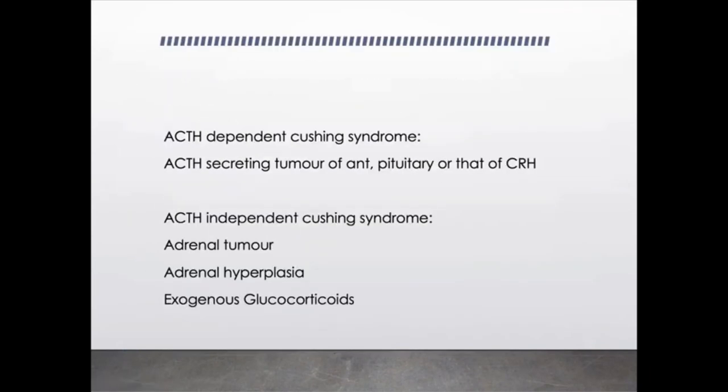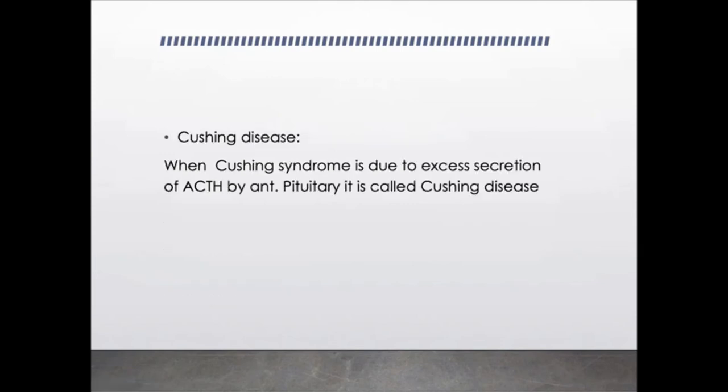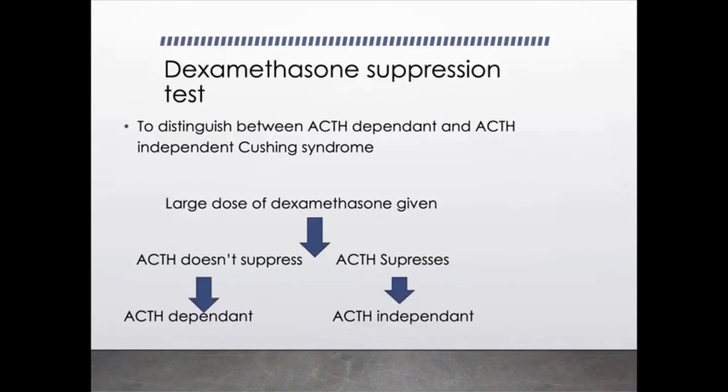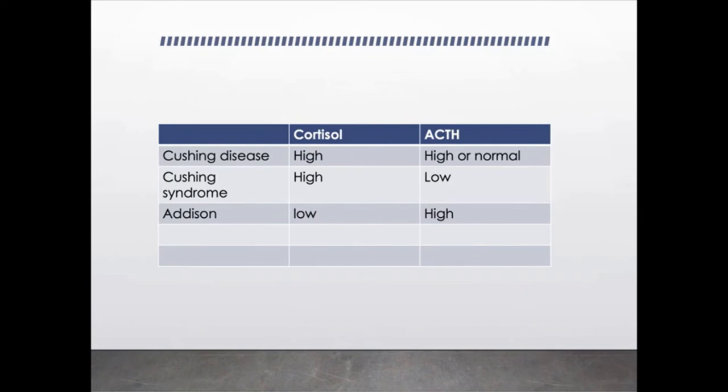Here you can see. It means there is some adrenal tumor or adrenal hyperplasia or exogenous glucocorticoids. They will have a negative feedback effect on the ACTH secreting cell of the anterior pituitary or the CRH releasing cell in the hypothalamus. So ACTH will suppress. In this way you can differentiate between ACTH dependent and ACTH independent Cushing syndrome. I want you guys to memorize this table because it will help you in diagnosis.